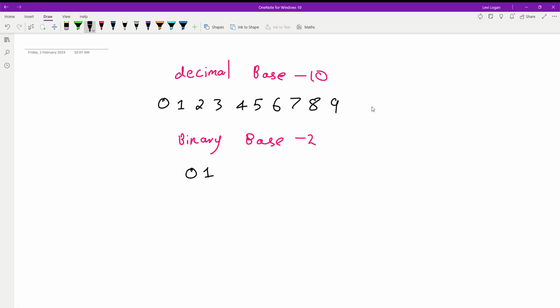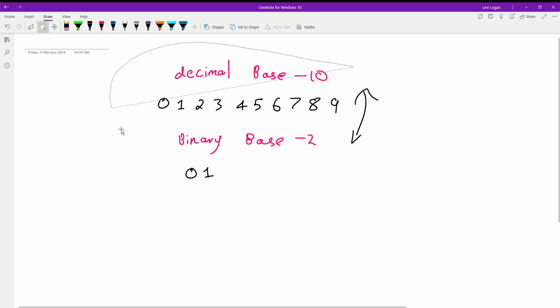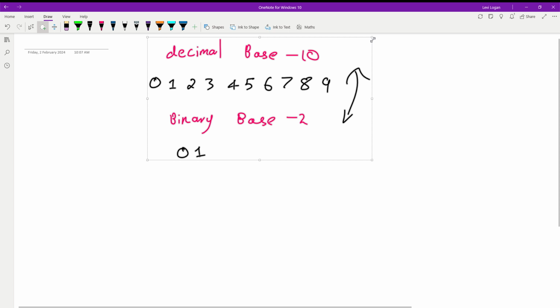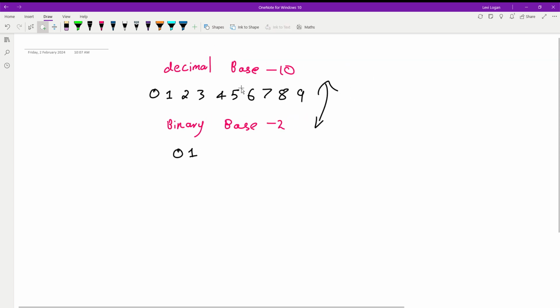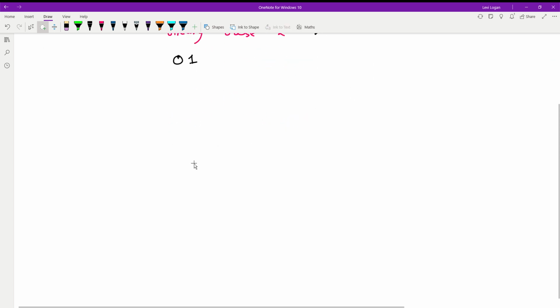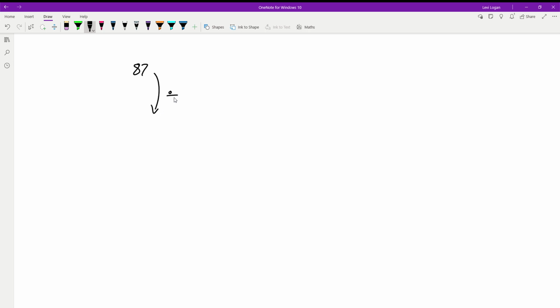To jump between these two number systems, it's kind of like an algorithm. So I'll be showing you how to go from a regular number in the decimal system to the binary system. Let's start with the number 87. Whatever number we have, we want to divide it by 2. If we divide 87 by 2, you're going to get 43.5.